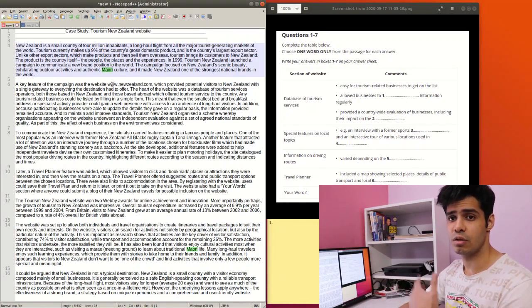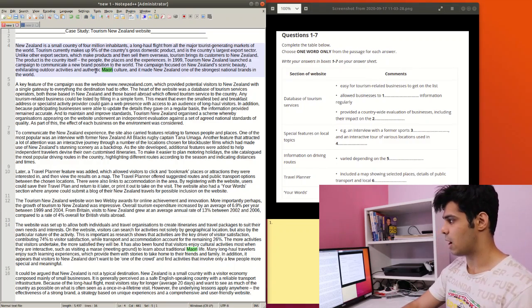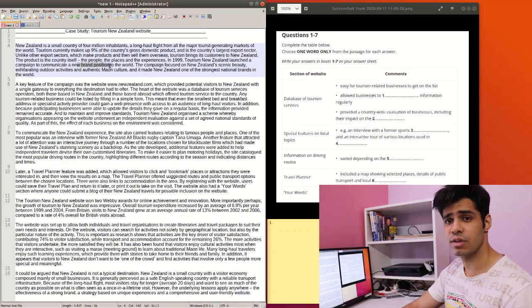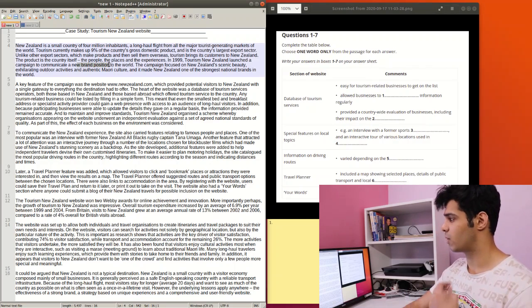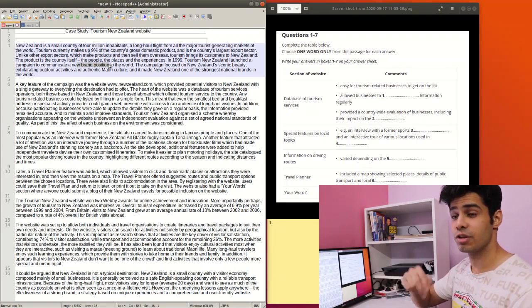I'm assuming that's the culture of New Zealand, okay? Or maybe one of their histories that's very, very popular. Okay, they're trying to create a new brand position. That part I understand. They're trying to make sure that they are marketing themselves in such a way that New Zealand is a great country. Tourists should come over here.